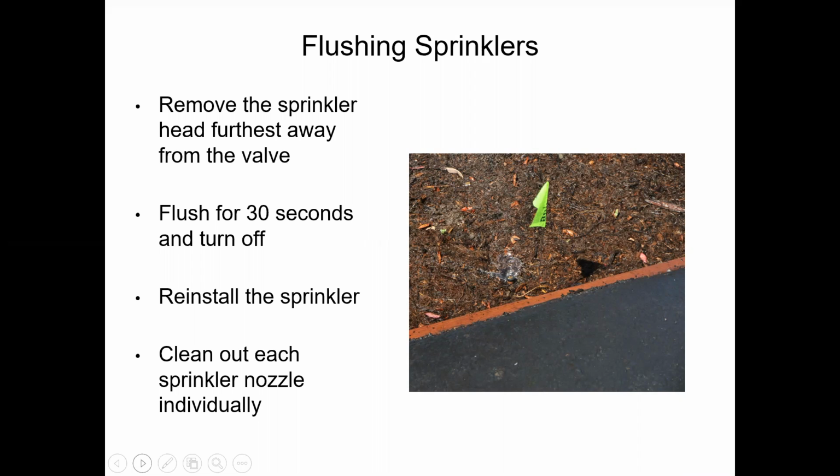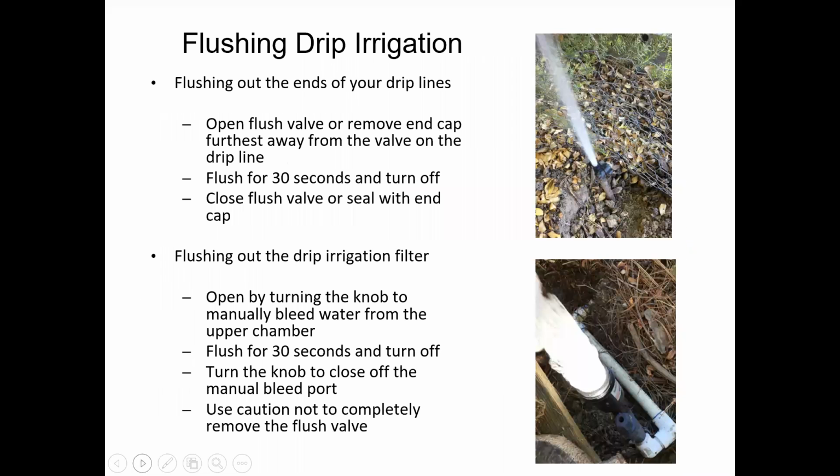Additionally, you're also going to want to clean out each sprinkler nozzle individually because they have a mesh screen that also gets clogged with dirt and debris. Now for the drip irrigation system, at the end of your drip lines, there'll be a flush valve or an end cap. You're either going to want to open that flush valve or remove the end cap furthest away from the valve and flush it for 30 seconds and then close it up.